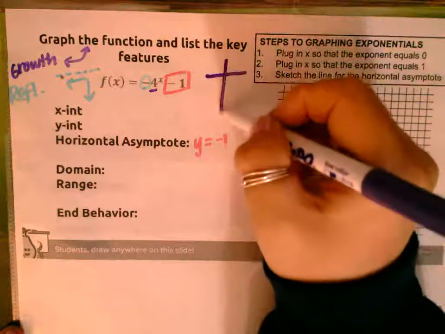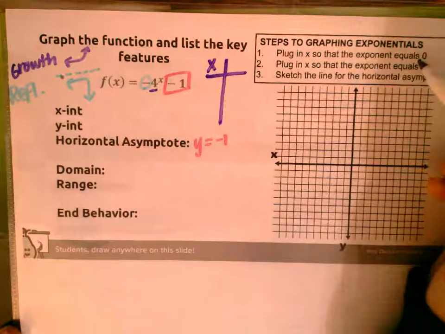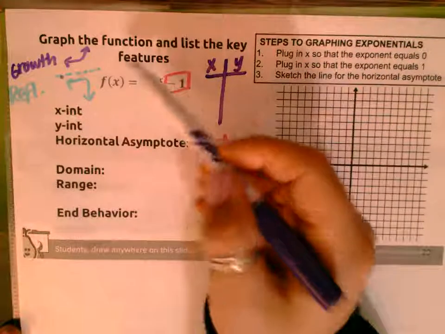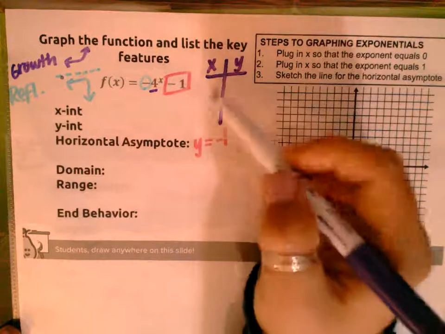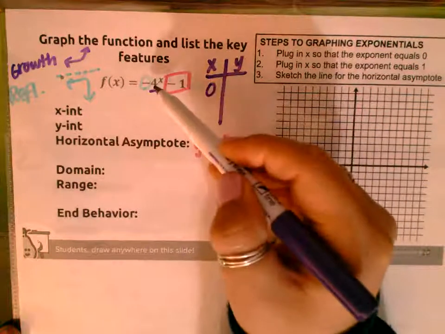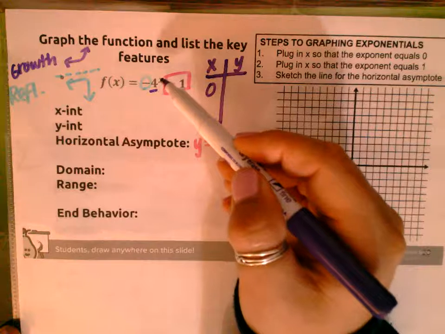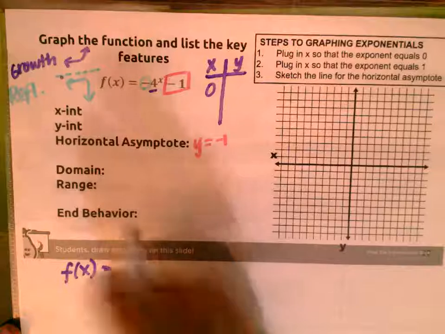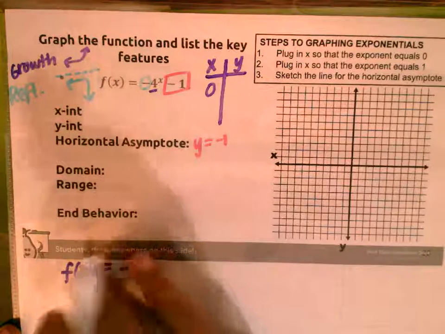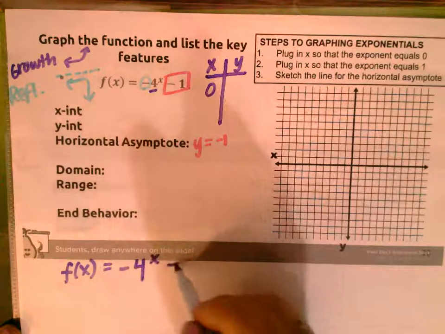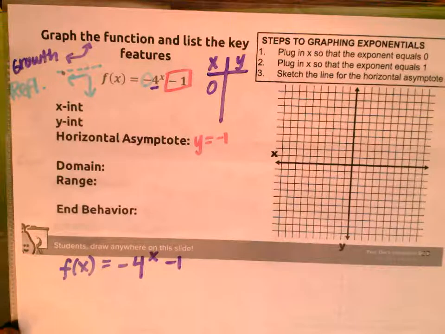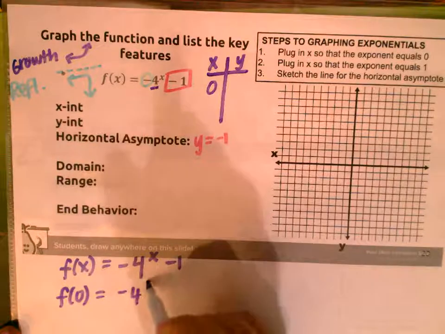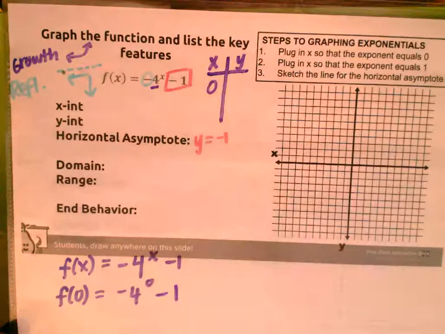Again, remember, we're always wanting to choose the first x value so the exponent equals 0. In this case, there is nothing other than x in the exponent, so I get to plug in just 0. So -4 raised to the 0 power. I'm actually going to plug this in. So I have f of x equals -4 to the x minus 1, because this notation is really important. And when I plug in 0, I get this, -4 to the 0 power minus 1, right?